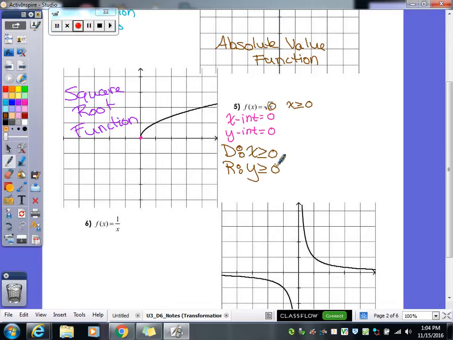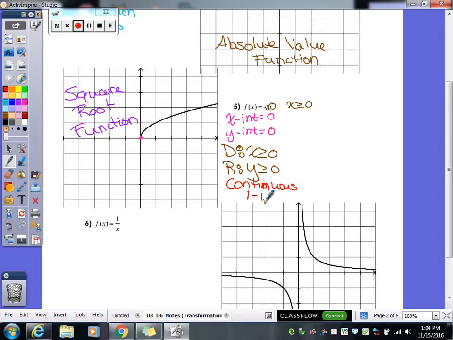Is this graph continuous? Yes. Is it one-to-one? Yeah, passes both vertical and horizontal line tests. It's one-to-one. Is it onto? No, because it didn't use any of these negative range values. Not onto.